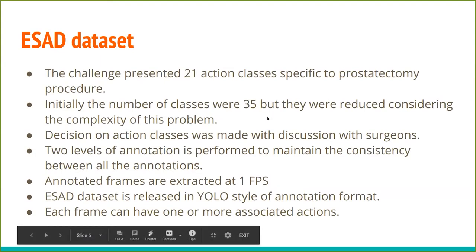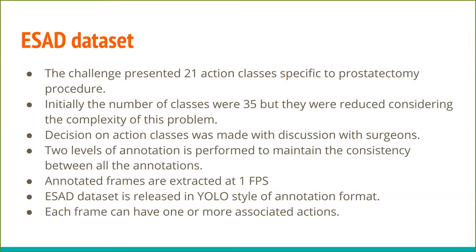This data set that we provided has 21 classes. Initially we came up with 35 classes, but when the initial tests were performed, we found out the complexity of this data set was too high, and we were not able to infer any valuable information out of those classes. So after discussion with the surgeons from Stanford Hospital, we came up with 21 action classes. It is the trade-off between complexity and quality. If we increase the complexity up to 35, we should be able to infer more information out of the detections, but the algorithms are not capable of correctly localizing these classes.